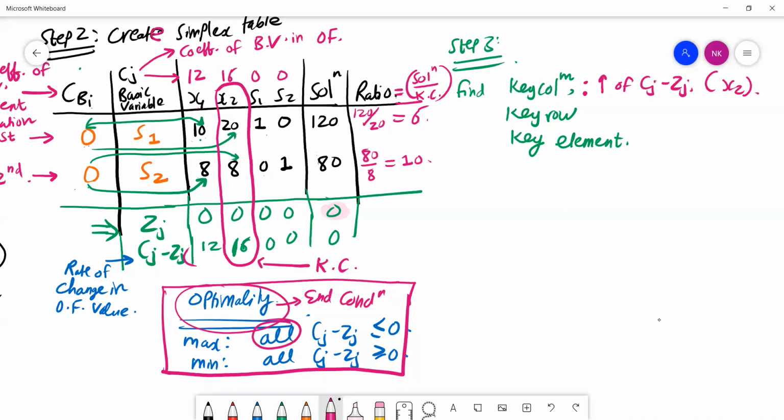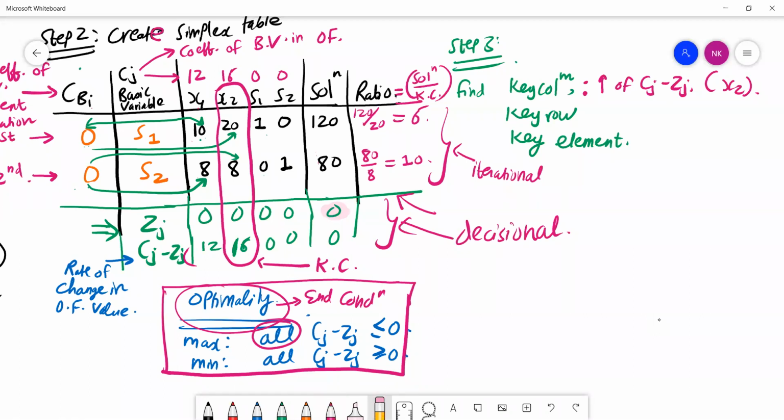Now don't consider this part, because our main portions are these two only. These are our decisional portion and this is our iterational portion. The top portion is our iterational portion, and the bottom one is our decisional portion, using which we take decisions on what to do. For the computation of the ratio, you need to have only the iteration. You don't need to decide anything, so you don't do anything in the bottom part.